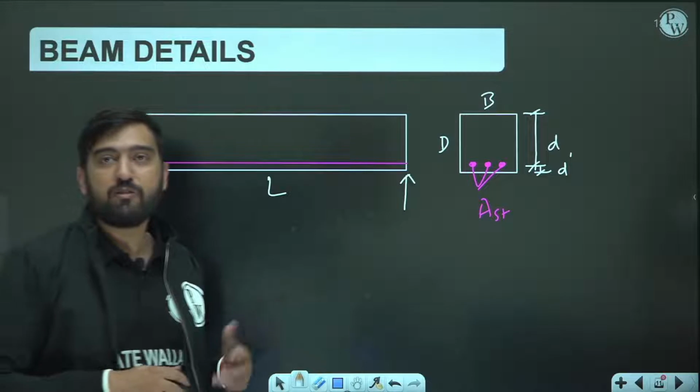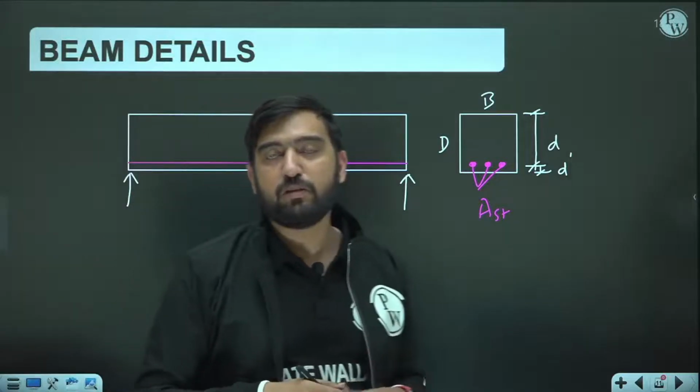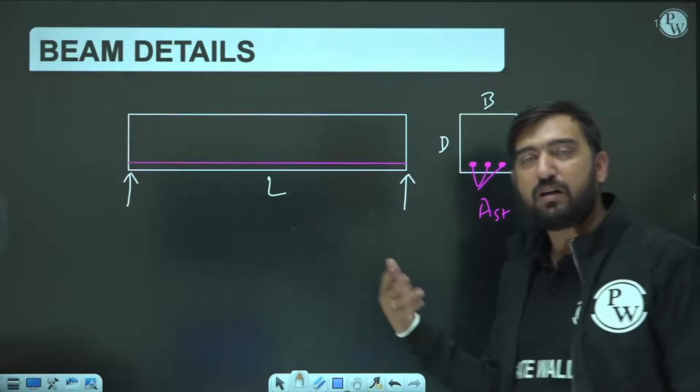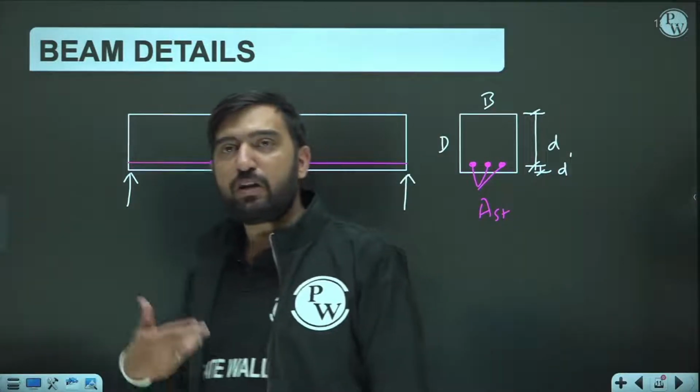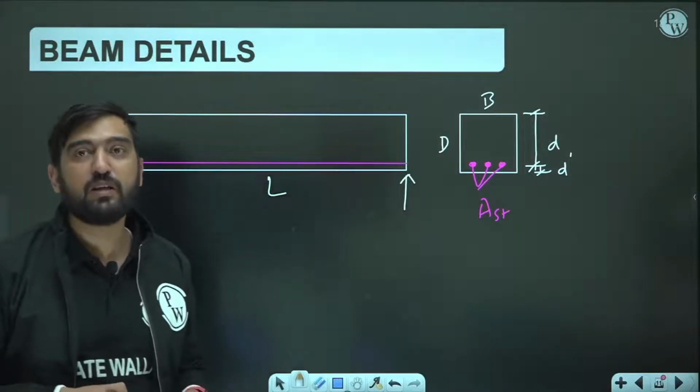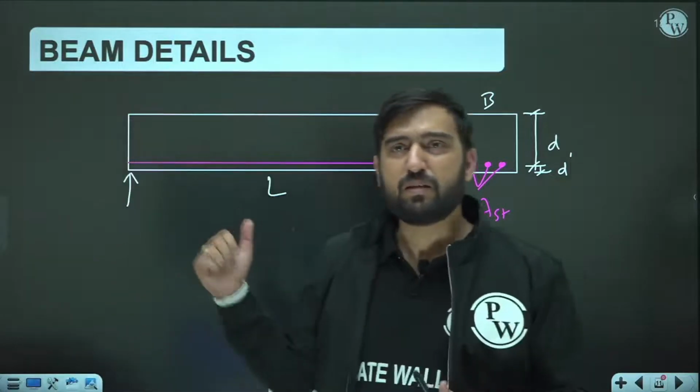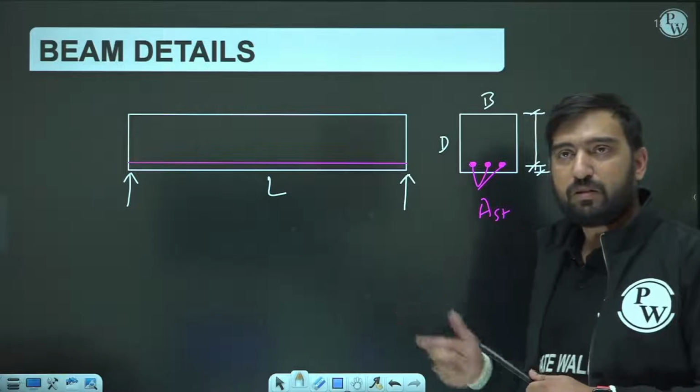Effective cover, nominal cover requirements we have seen depending upon the severity of the situation. It is moderate, mild, severe, very severe, extreme. So we have seen what are the suggested nominal covers as per IS code. Okay, in slab chapter I think I have given you the table.